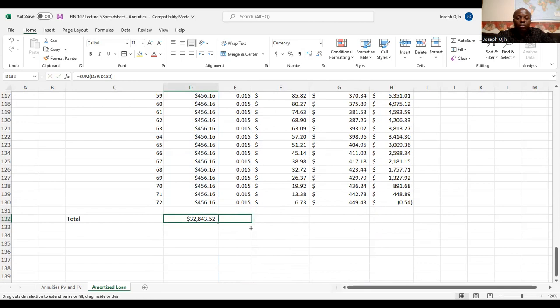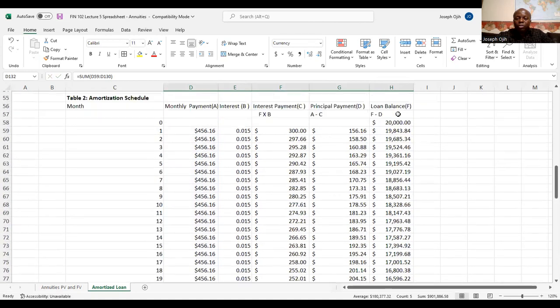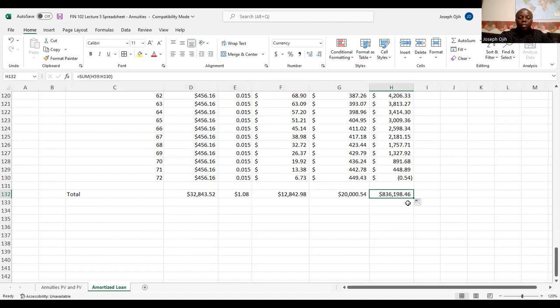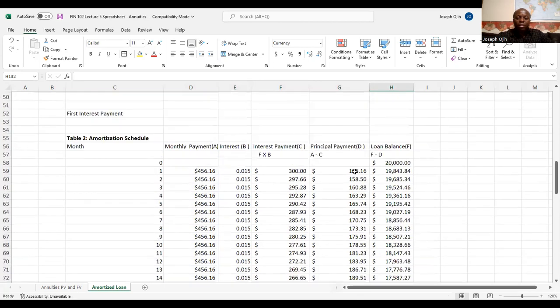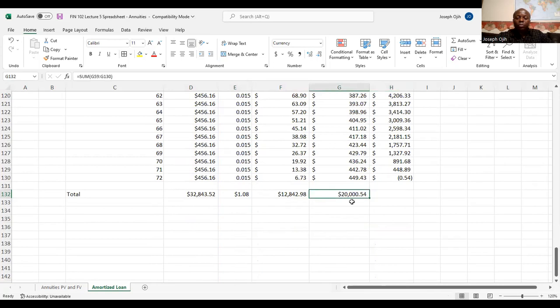You calculate the total for the rest of them. Okay. So you don't need to have this balance here. You don't need it because it's just the balance. So I'm going to delete this. Look at this. So that means, if you look at the principal payments, all the payments you made took care of the principal amount of 20,000. So 54 cents is just rounding error.